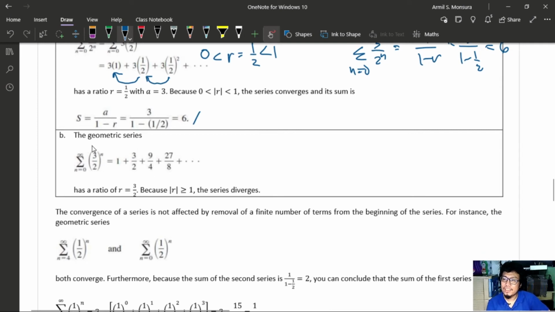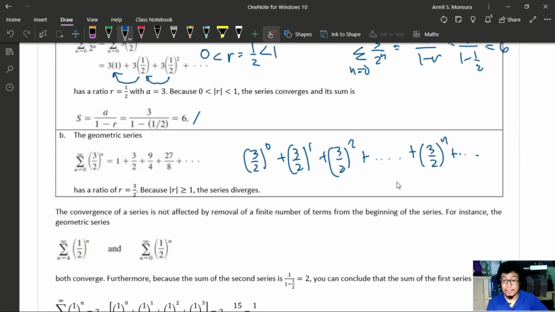Here, in this case, this series expands to 3 halves raised to 0, plus 3 halves raised to 1, plus 3 halves raised to 2, and so on. Clearly this is a geometric series. Again, for you to get this term, you need to multiply by a number, and that number is 3 halves. Same thing with this one: to get 3 halves squared, you multiply 3 halves to 3 halves, and so on. So the common ratio here is clearly 3 halves. But this 3 halves is actually greater than 1. This is not a fractional number. It's a number that is greater than 1.